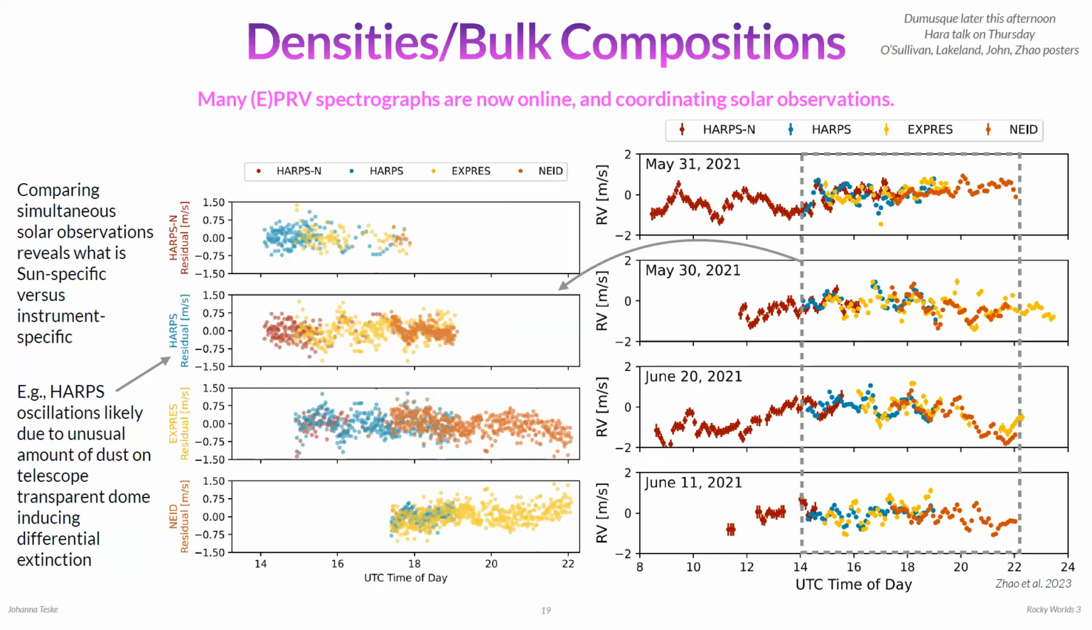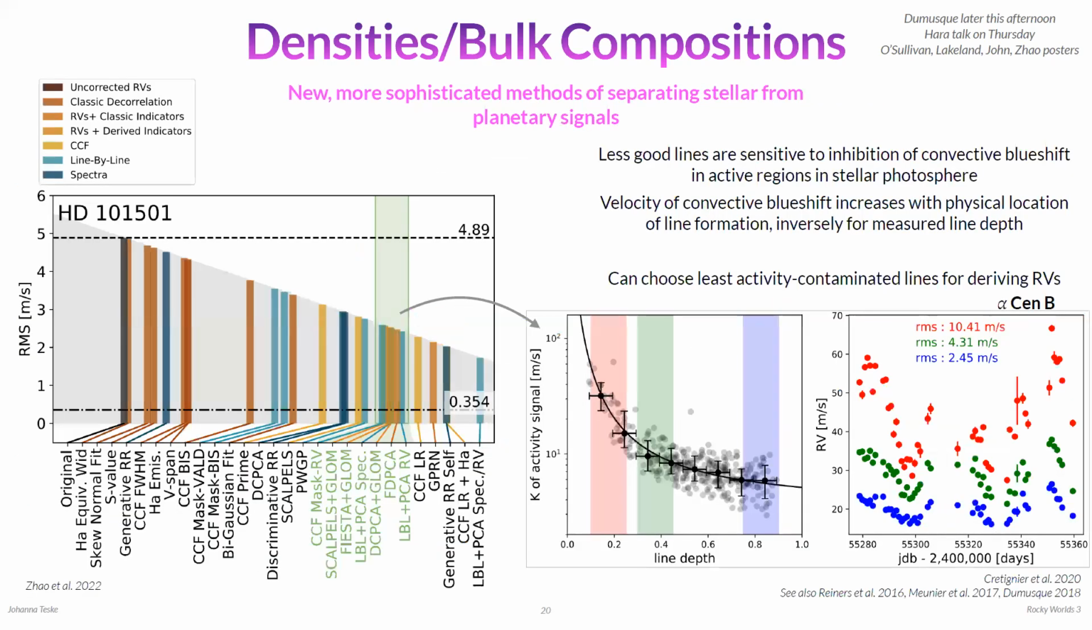And so, for example, in Lili Zhao's paper, in these plots, each one is showing on the y-axis one instrument, and it's plotting the RVs versus the other instruments. And you can see this little oscillation in the HARPS RVs, and that's probably due to dust on the transparent dome inducing differential extinction. So not something in the star, but something in the instrument and the observations themselves. So we can start to disentangle that. Also another paper from Lili, which is investigating a bunch of different techniques for trying to model RVs.